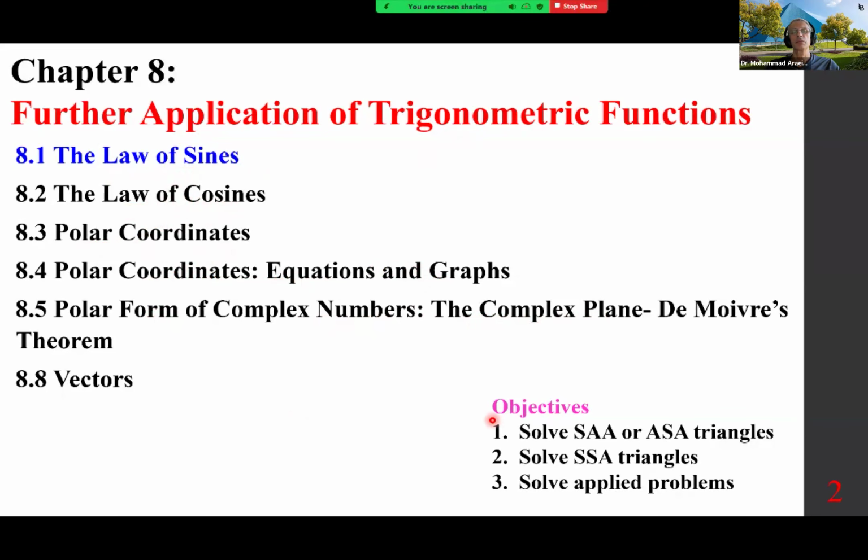The objective of this section is to solve SAA, meaning side angle angle, and ASA, angle side angle, triangles, solve SSA, side side angle triangles, and solve applied problems.